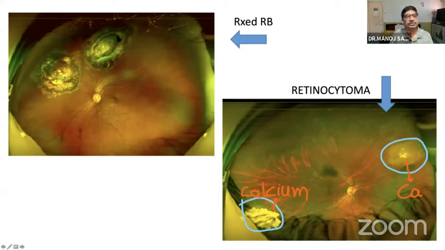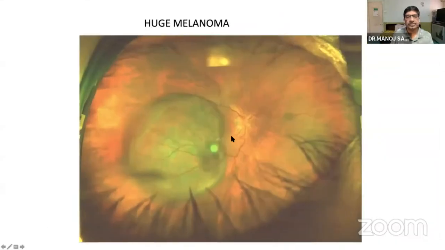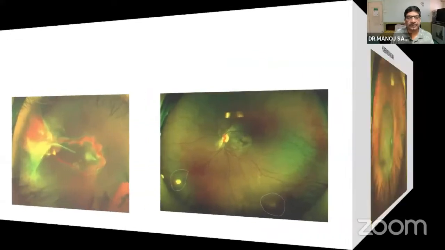Here, this is a retinoblastoma. We have treated it, and we are following this patient for almost 10 years. This is calcium, which you can see is at the extreme periphery. This calcium is because of the retinocytoma. And you can see this is a huge malignant melanoma picture, which is not seen even in many textbooks. This is possible with ultrawide field imaging.